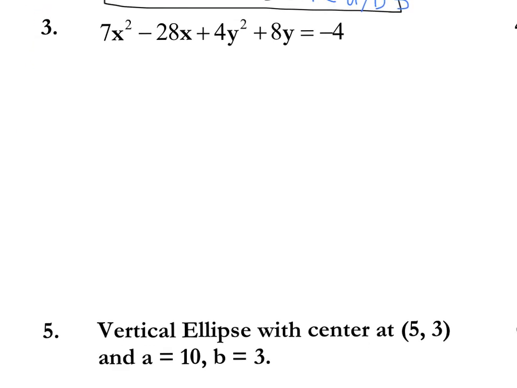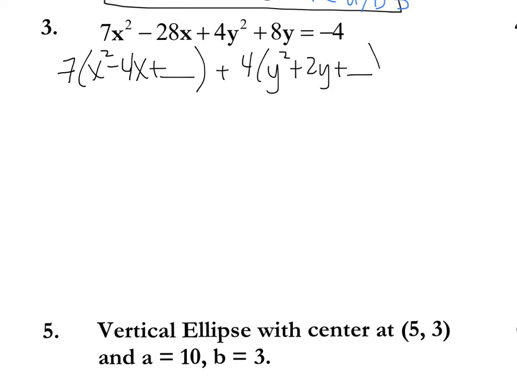Alright, so we've got 2 left. This one, the constant term is already moved over, and my x's and my y's are already grouped together, so it's a little bit easier. So I'm going to factor out the 7 from the x's. I'm going to factor out the 4 from the y's. I have negative 4 plus something plus something. Okay, so go ahead, quickly complete the square.